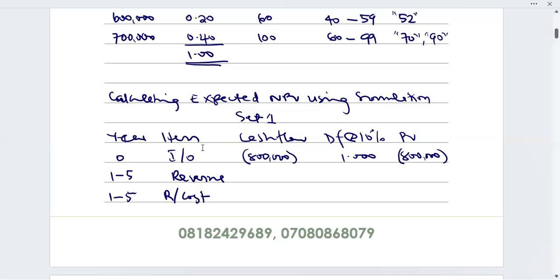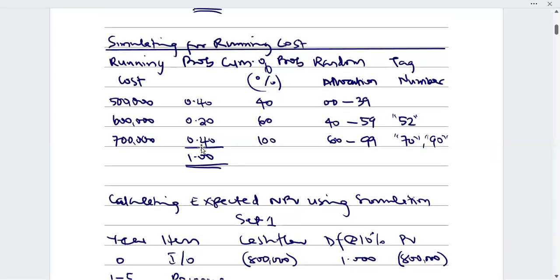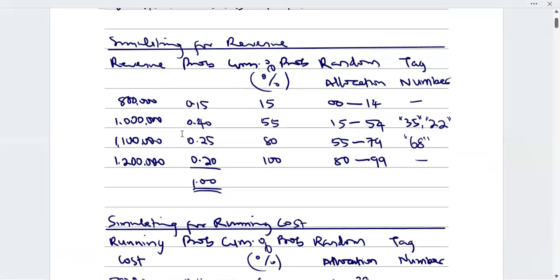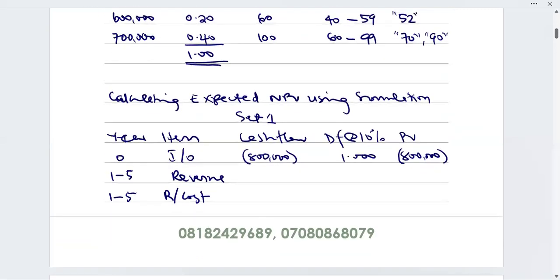So I will then go back to my calculation. Before I go back to my initial workings, I need to find out, for set 1, what's the tag number for revenue and running costs? For set 1, tag number for revenue is 35. Watch out. I will then go to the simulation we have done for revenue. Where do we have 35? 35 is somewhere here. Therefore, you trace it to the left where you have the revenue. The revenue is 1 million. So I will then put 1 million here.